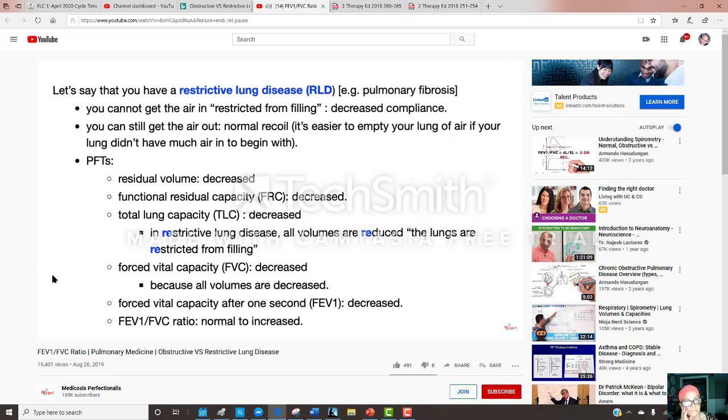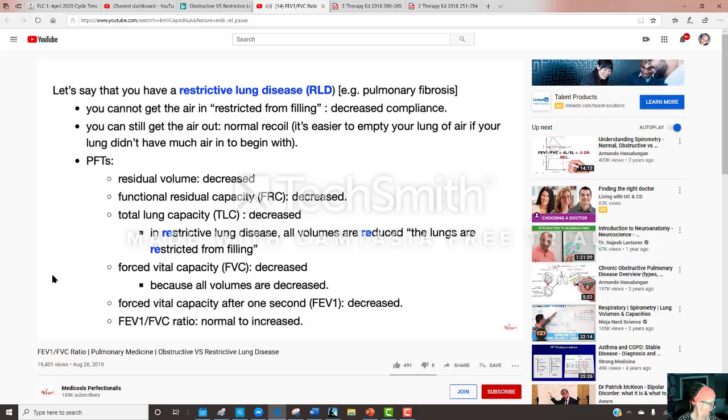Let's talk about restrictive lung disease such as pulmonary fibrosis. You cannot get the air in. My lungs are restricted from filling. Therefore, I have decreased compliance. You can still get the air out. It's normal recoil. I try to think about it theoretically, just for me, as increased recoil. So it's easier to empty your lung of air if your lung doesn't have as much air to begin with.